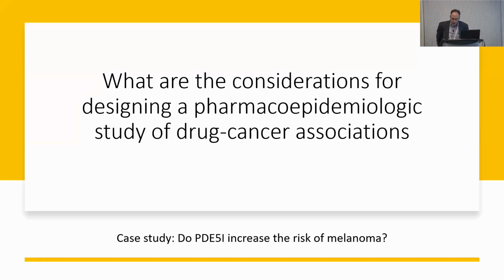So with this in mind, we're going to walk through the considerations for designing a pharmacoepi study of drug cancer associations and discuss the cancer biology when relevant. We're going to use a case study to put these considerations in context. And the case study is, do PDE5 inhibitors increase the risk of melanoma? PDE5 inhibitors are used for erectile dysfunction. So we're talking about Viagra and Cialis. And do those actually increase the risk of melanoma?